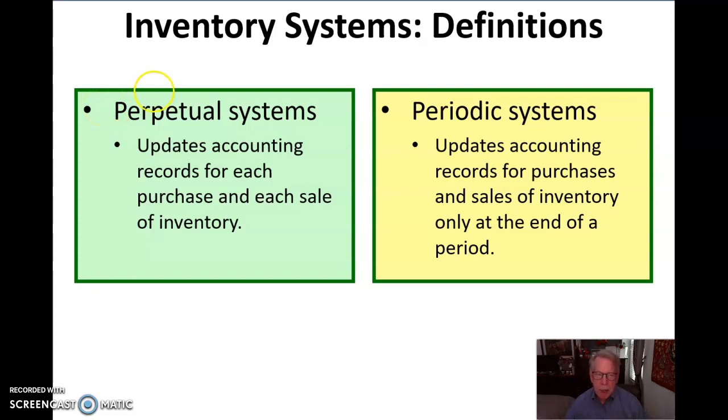IKEA knows right away how much inventory it has. Periodic systems are different. They update the purchases and sales of inventory only at the end of the period. So big difference there. And we'll get into that a little bit more in this PowerPoint.